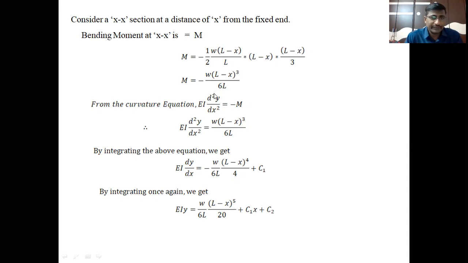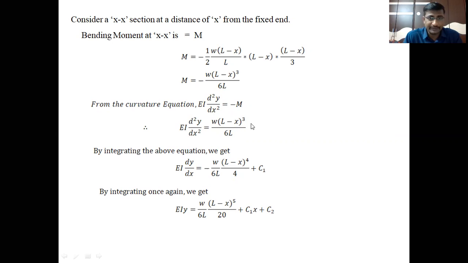Okay, from the curvature equation, EI d square y by dx square is equal to minus M. This is the curvature equation. After substituting the bending moment equation in the curvature equation, EI d square y by dx square is equal to W into (L minus x) whole cube by 6L. Minus minus cancel, that is a plus. So by integrating the above equation, how to integrate this?